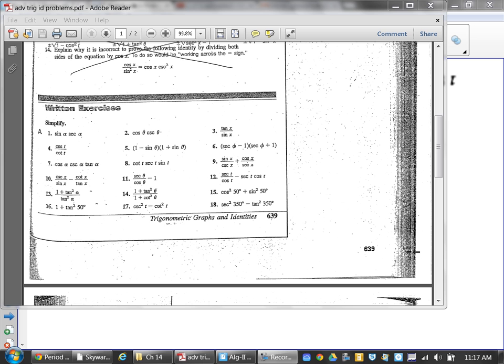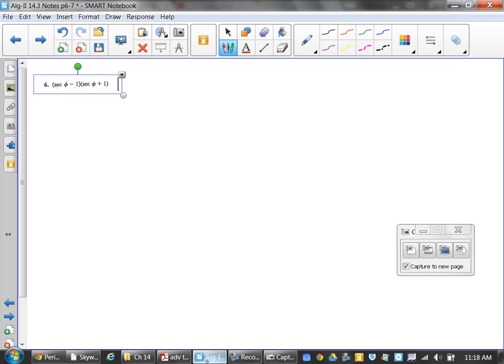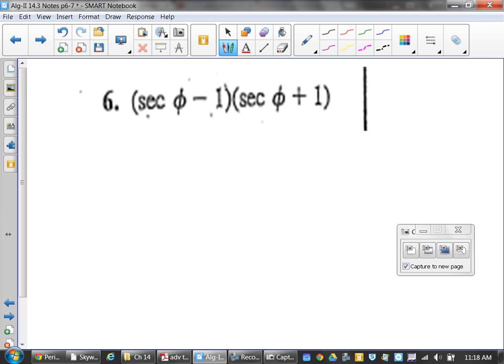And 6, this is the one we FOIL out, and you get a difference of squares. If you FOIL that out, you get secant squared plus secant minus secant, so I don't write it, -1, which is tangent squared.